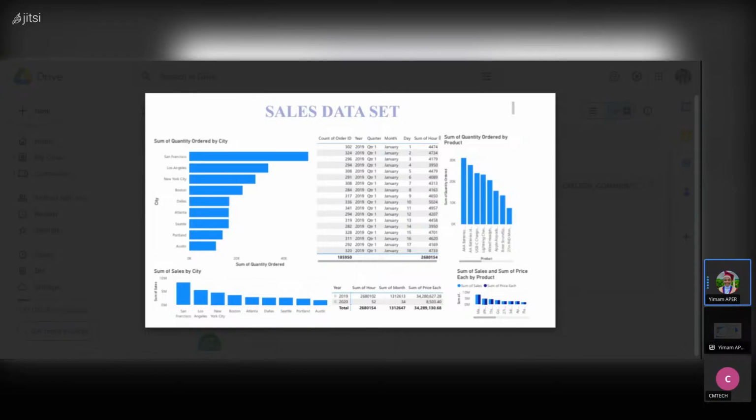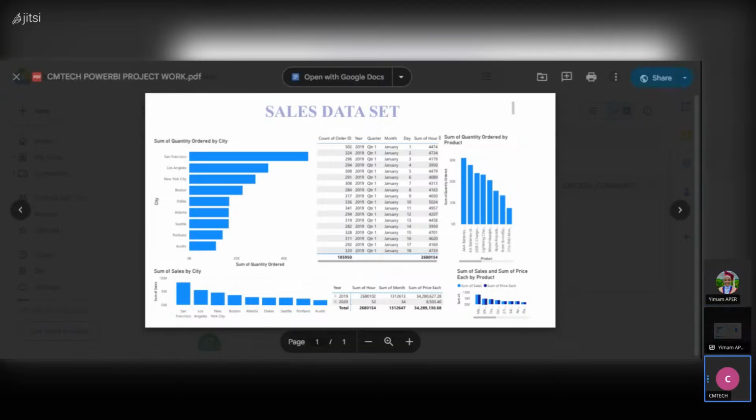The second one is showing the sum of sales by city. San Francisco also had the highest sales. Then this one is showing order ID, the year, the quantity of order, month, and day, and sum of hours.